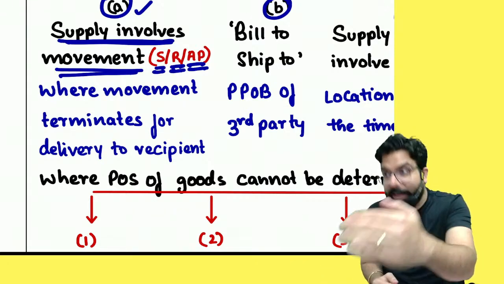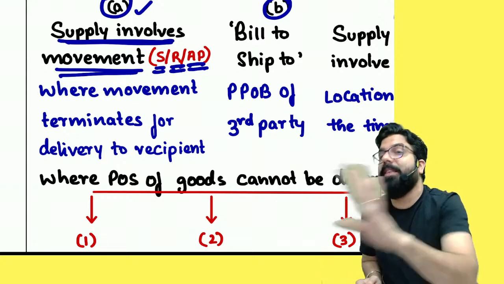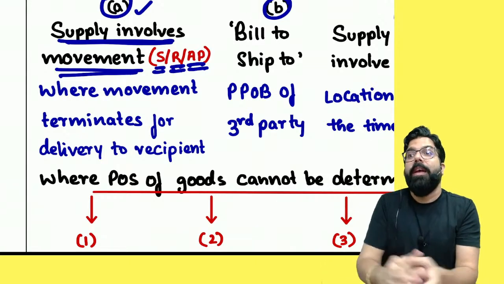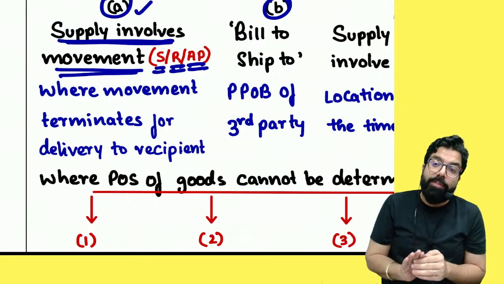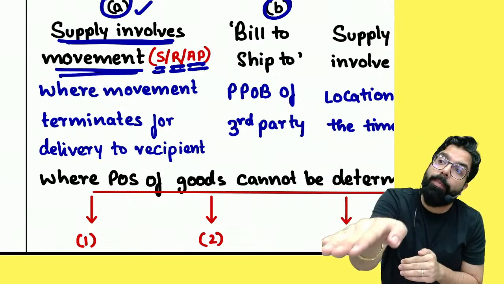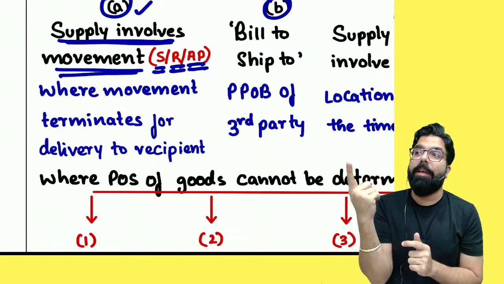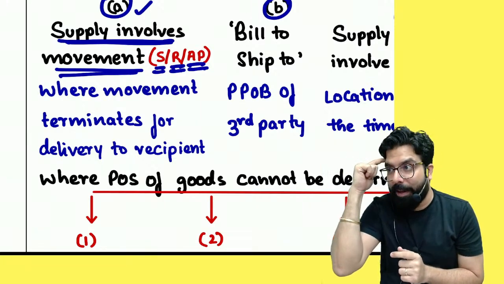Everyone over here, I went ahead and sold the goods to Viresh. Viresh is in Delhi. I am in the state of Karnataka. Viresh told, sir, please send the goods to me in Delhi. What is the place of supply? Delhi. That is by logic you apply.